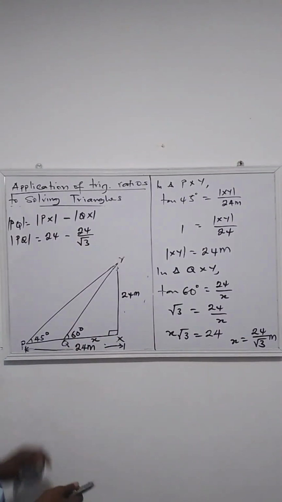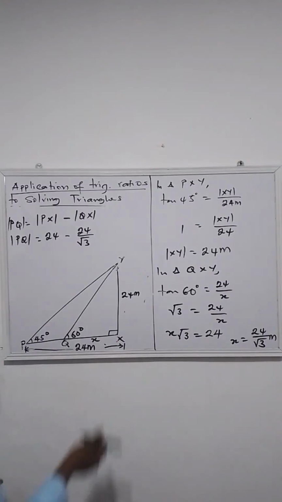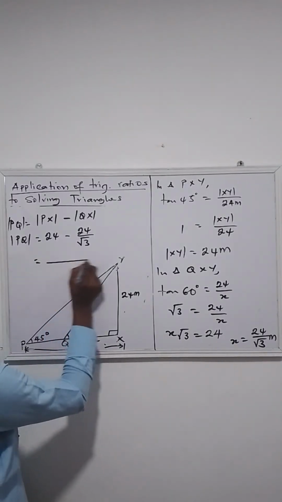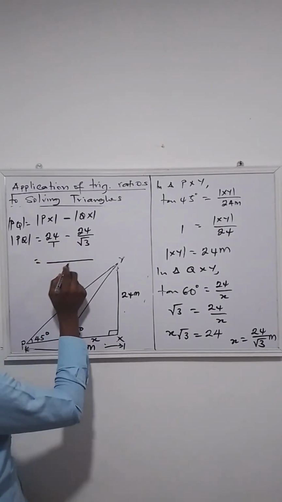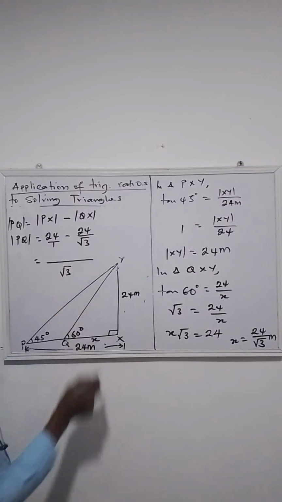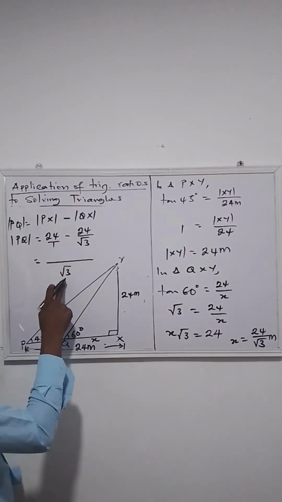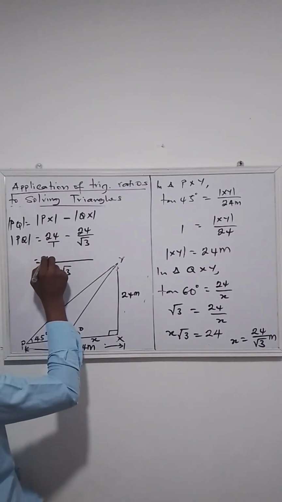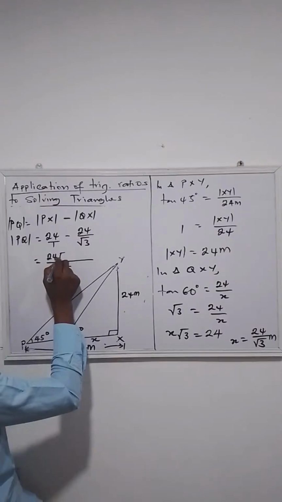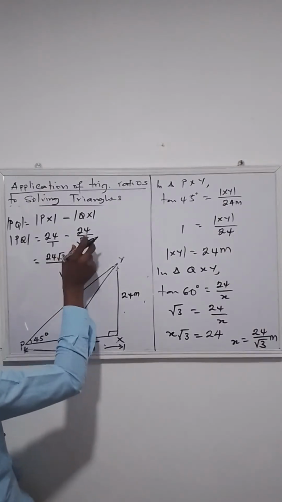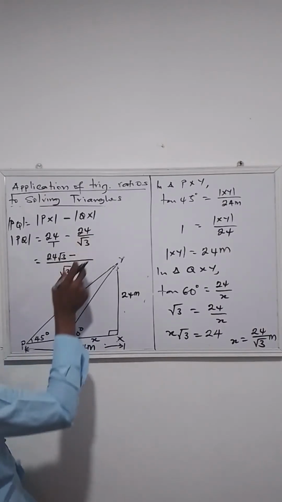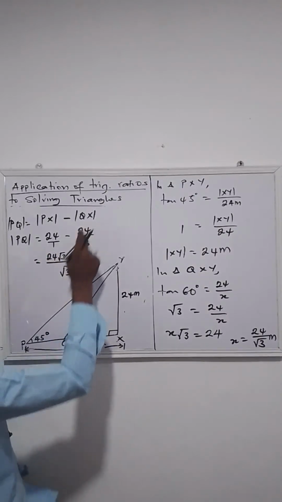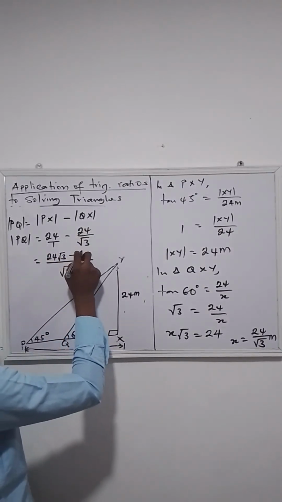Okay, so now let's tidy this up. We can find the LCM. This one is over 1. The LCM is square root of 3. Now 1 goes in square root of 3, that is going to be square root of 3 times 24. We have 24 square root of 3 minus, square root of 3 goes in square root of 3 is 1. So 1 times 24.